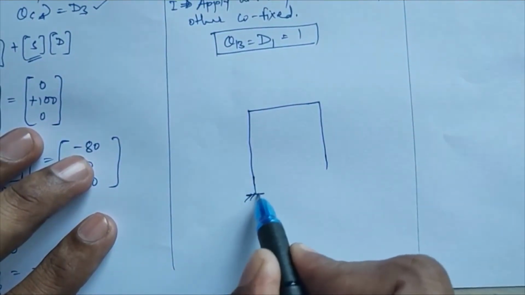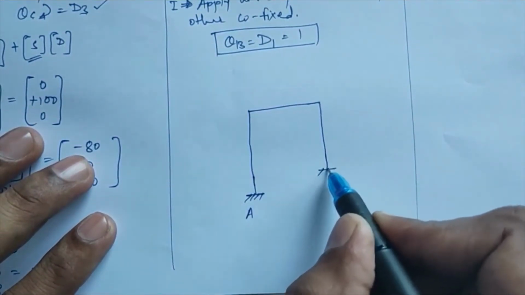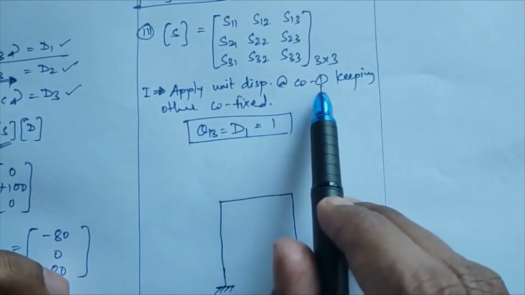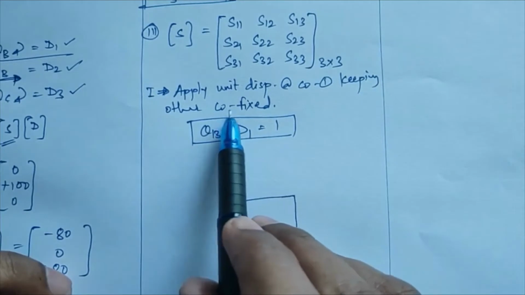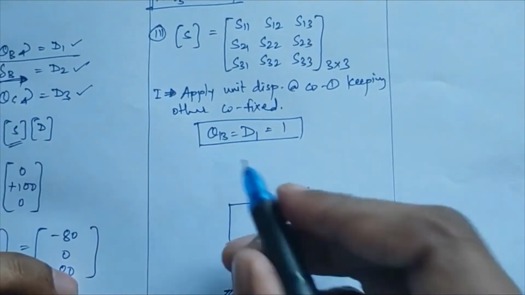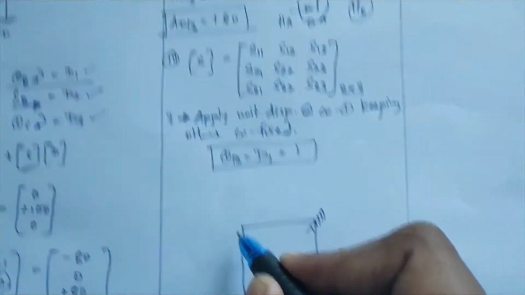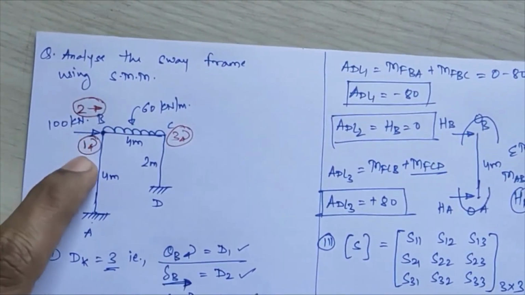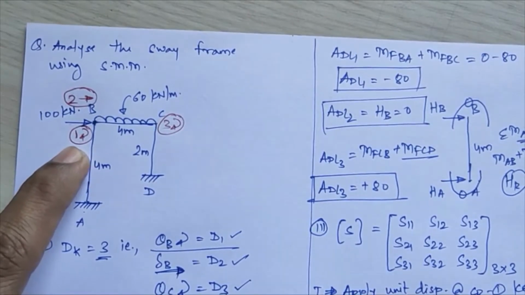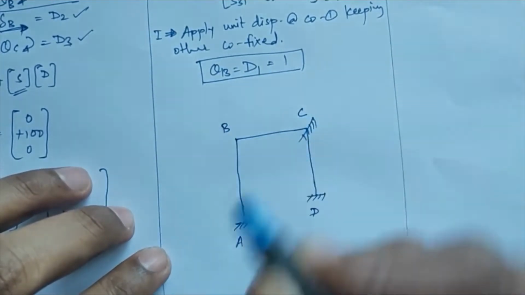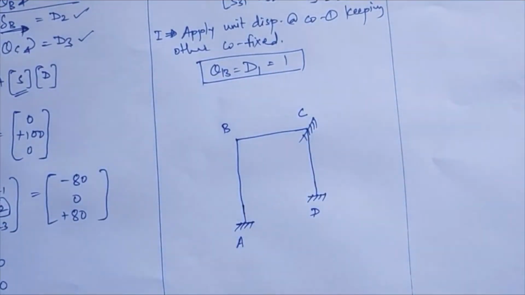This is my joint A, which is already fixed. D is also already fixed. What you have to do is release your coordinate 1 and fix the other coordinates. So the other coordinate is your 3 here, and you have to fix the joint B just for the second coordinate, that is for the horizontal sway, and you have to keep it released for the rotation over there, right? So here that will be your joint B, and here I am having joint C, right?